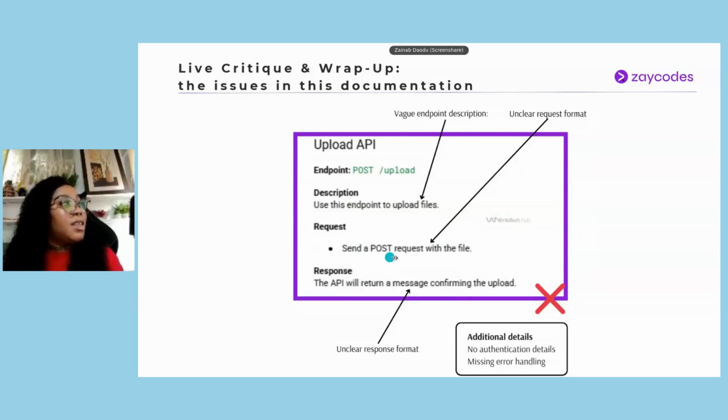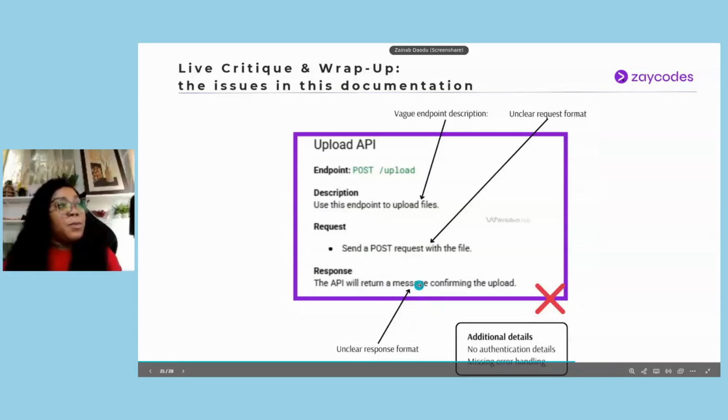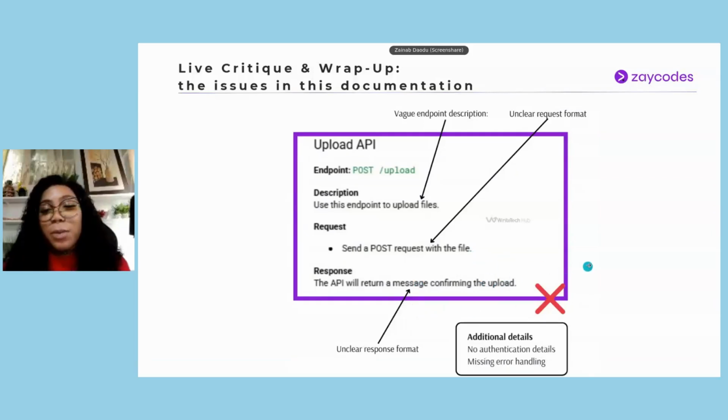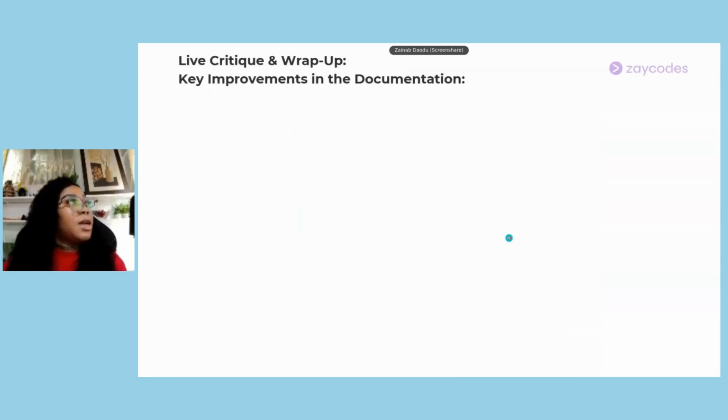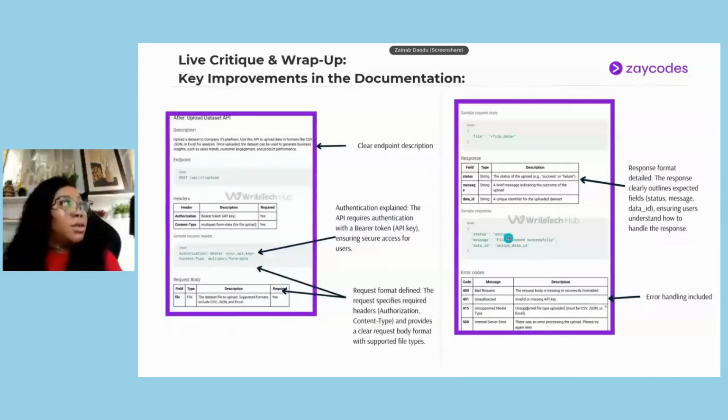So this says send a POST request. The request format is not clear. The expected response is not clear. There are no error responses in this documentation. There are a lot of questions and a lot of things that could go wrong with this documentation. And that's not to say this could not work, but imagine so many people having to come and ask you the same question multiple times when you can answer it in the documentation.